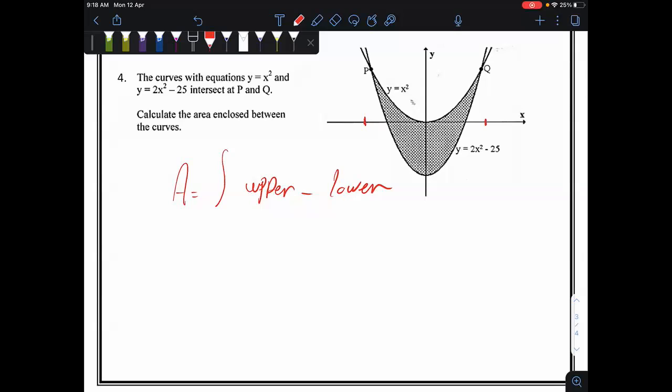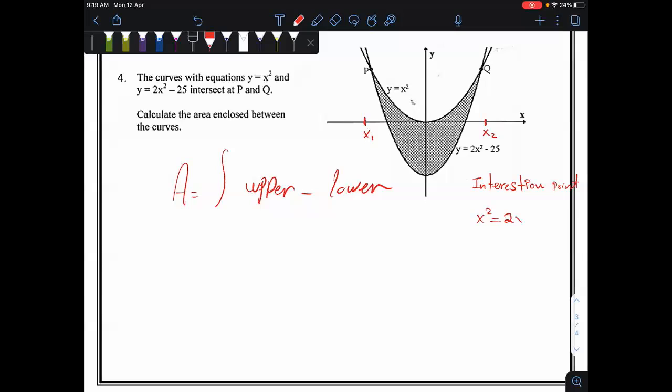Equate them, teacher. x1 and x2. How to find them? Equate them, make x squared equal. Yes, but why isn't it given? I didn't know we have to equate. Okay. To find the intersection points here, set the two equations equal to each other.